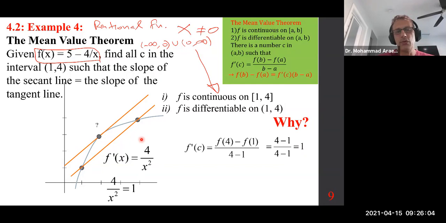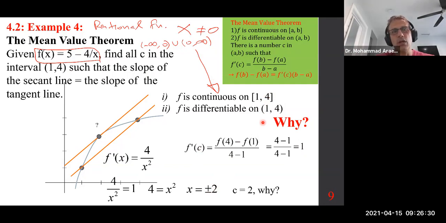x squared equals 4. x is plus minus 2. So there are two answers. Now let's go back to the given, 1 to 4. Positive 2 in between, yes. Negative 2 in between, no. So there is only one answer, namely 2. So I hope everybody's fine with that.